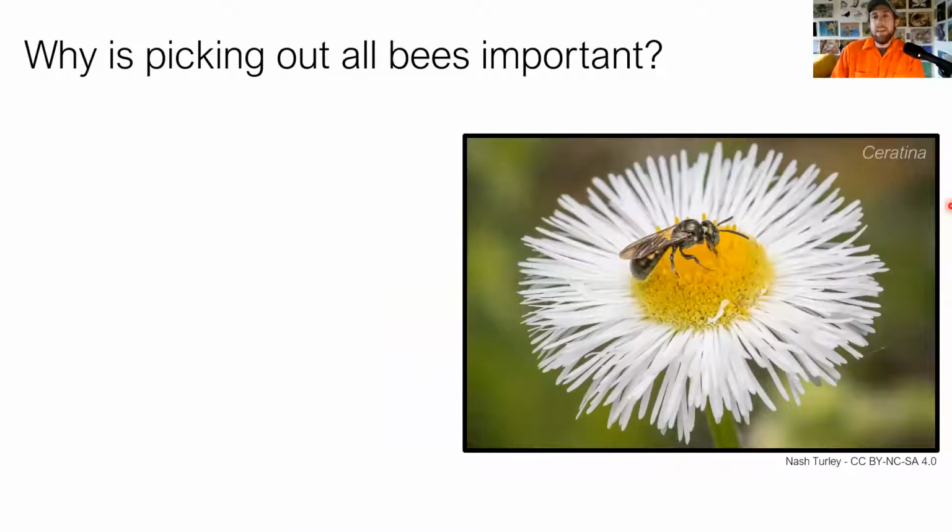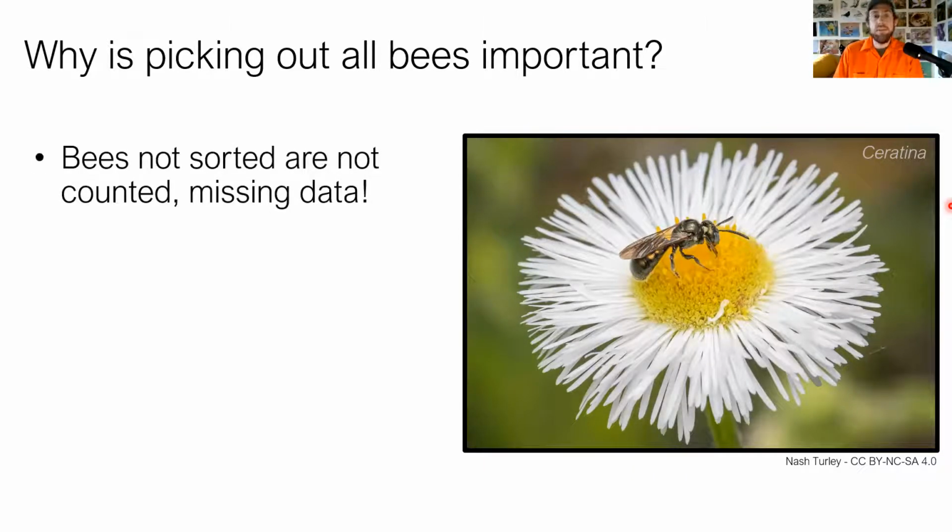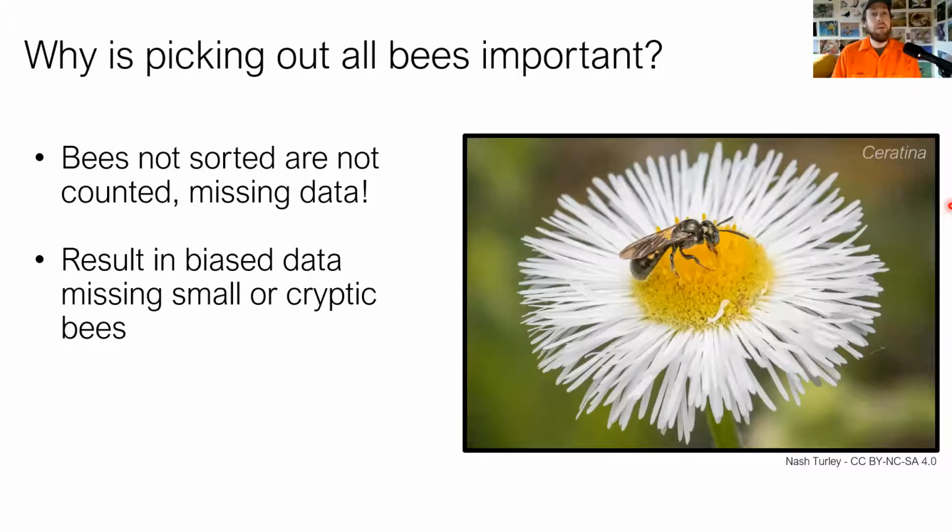So why is it important to be really good and careful about picking out all the bees from your samples? Well, if we don't sort them out, then they're just missing. Those were data points that are now missing, which is pretty bad when you're doing science. And if we're not doing a good job of sorting things out, we're likely to have data that's biased, so we're not finding small or cryptic bee species.